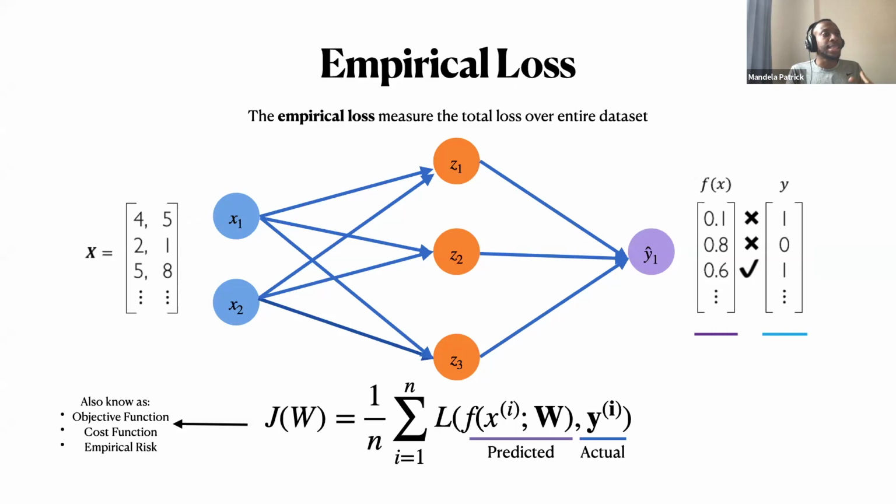And there are different loss functions which are appropriate for different types of data. Usually we have to compute the loss function over the entire data set. So per example, we calculate the loss, and then we sum it over all the examples in the data set, and then we take the mean. And this is what we call the empirical loss, because it's the total loss averaged over the entire data set.